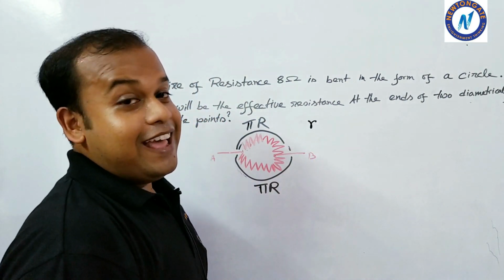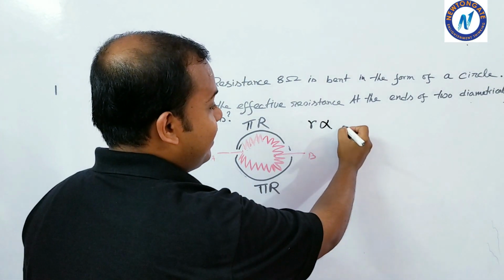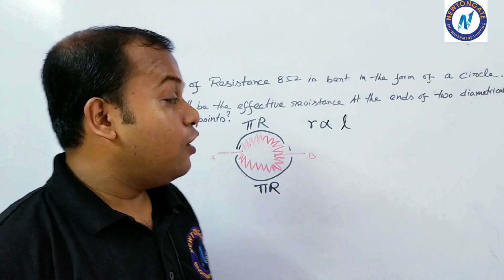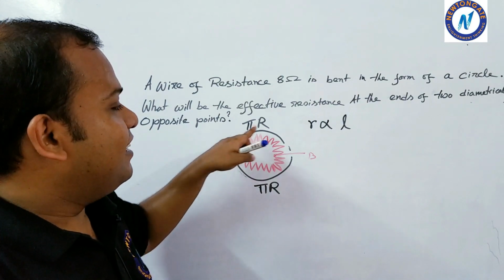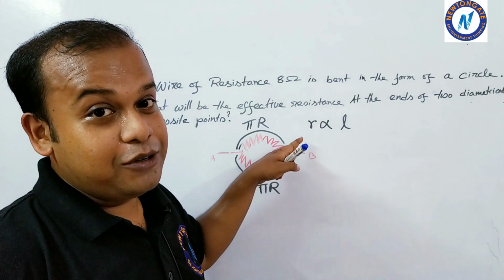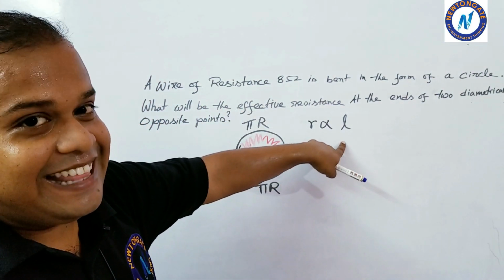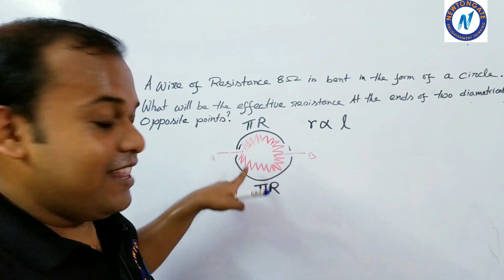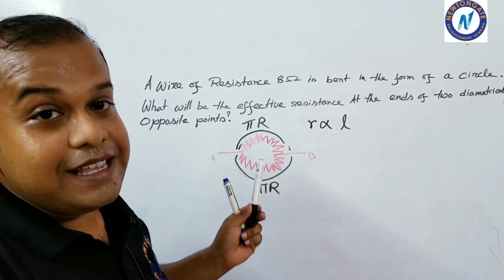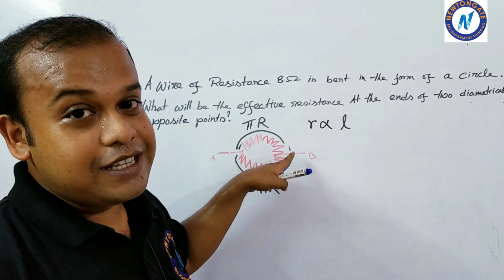resistance R is directly dependent on the length of the wire, or the length of the conductor itself. So can I now say that the resistance of this part and the resistance of this part should be equal? Why? Because the lengths are equal, and also the material is same. So the lengths would be similar, and hence this resistance will be equal to this resistance.